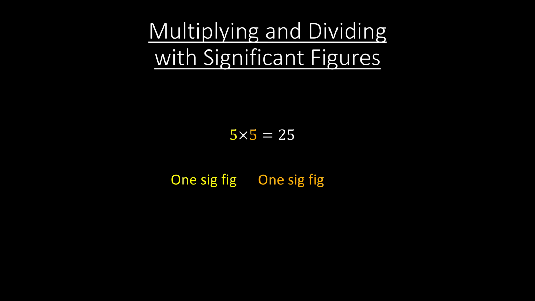So the answer can't have more significant figures than the 2 things you multiplied. You can't be more sure of the answer than you were of the 2 things you multiplied. So, we need to round the answer in order to give us just 1 significant figure. So I'm going to round the 25 up to 30, and that gives me just 1 significant figure, the 3. The 0 is not significant because it's to the right of the non-zero number, and there's no decimal place.